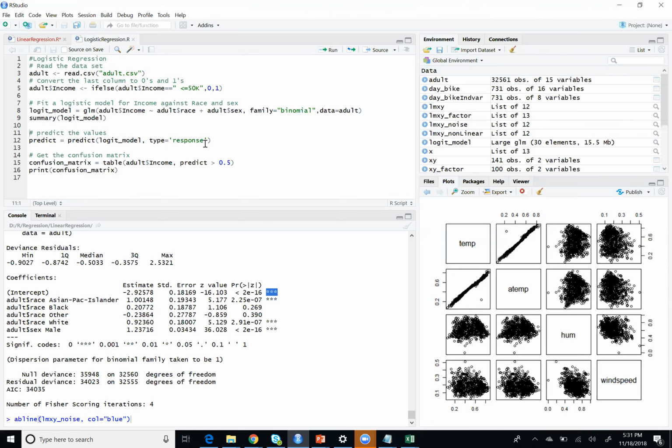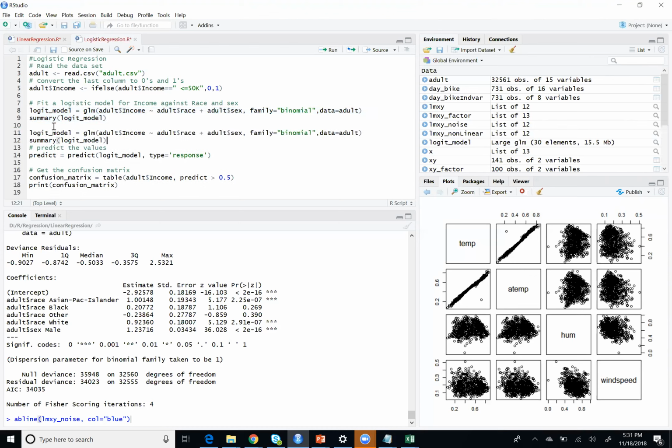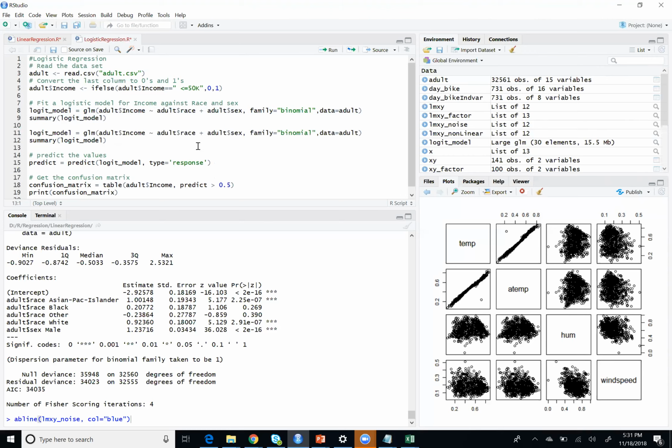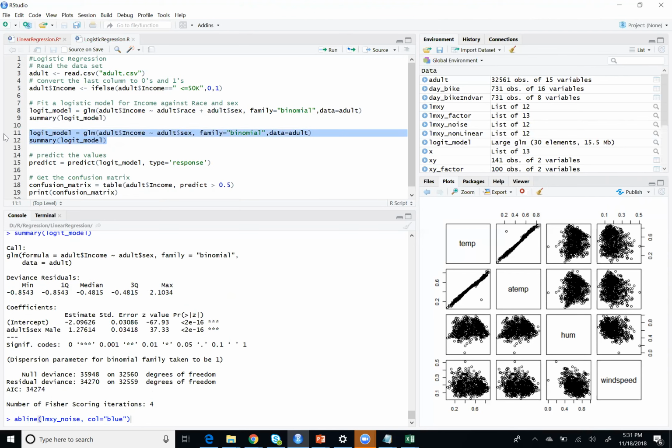So now let me just do another model. I'm going to copy this thing. You can code it along with me if you like. Now I'll create another model in which I don't want to use race at all. I just want to see the gender if it has any relevance. One good thing about R is I can just select lines and run them in the middle.